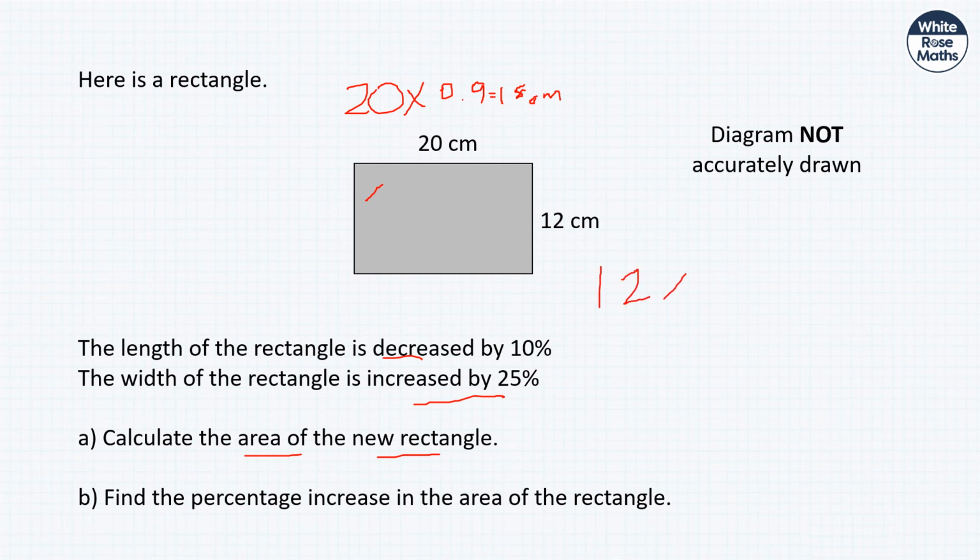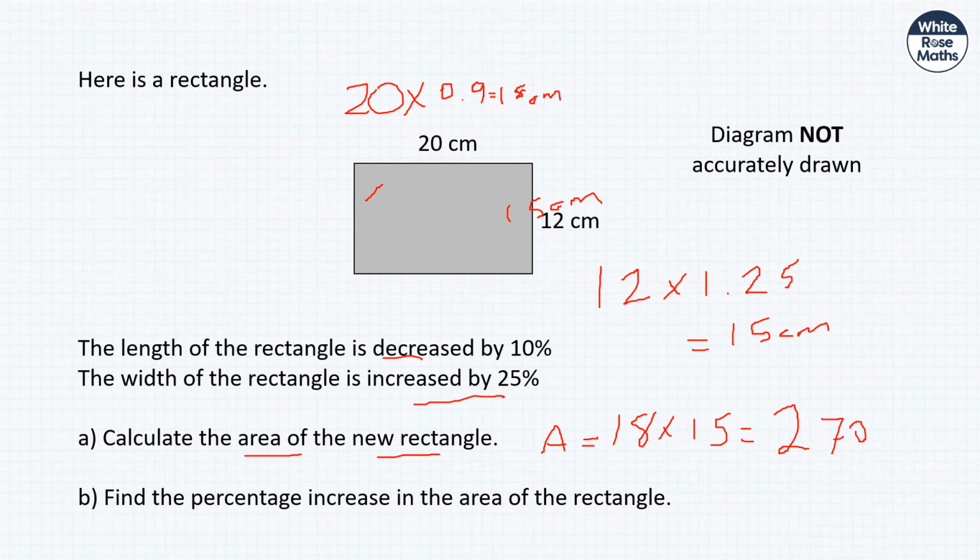The width of the rectangle is increased by 25%, so I'm going to do 12 multiplied by 1.25. What I can do here is a quarter of 12, which is going to be 3, and then add that on, that'll be 15. So 15 centimeters. So the area of the new rectangle will be 18 multiplied by 15. If we work it out, we get the answer of 270 centimeters squared.